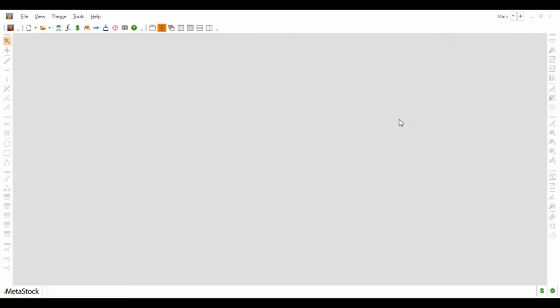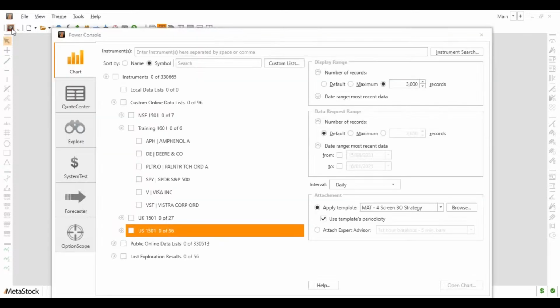Okay, so when you first open up MetaStock, it looks something like this. MetaStock last year released their updated version, which looks absolutely fantastic and has some really cool features. The magic happens in this P in the top left corner. This is called the Power Console. So if I click that open, you are then presented with this window.